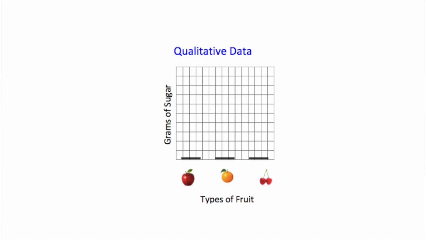For example, in an experiment done to measure the average amount of sugar in apples, oranges, and cherries, the x-axis data is types of fruit, and there are 3 choices. There are not fruit options between apples and oranges or oranges and cherries. It is one of the 3 fruits, and that's it.